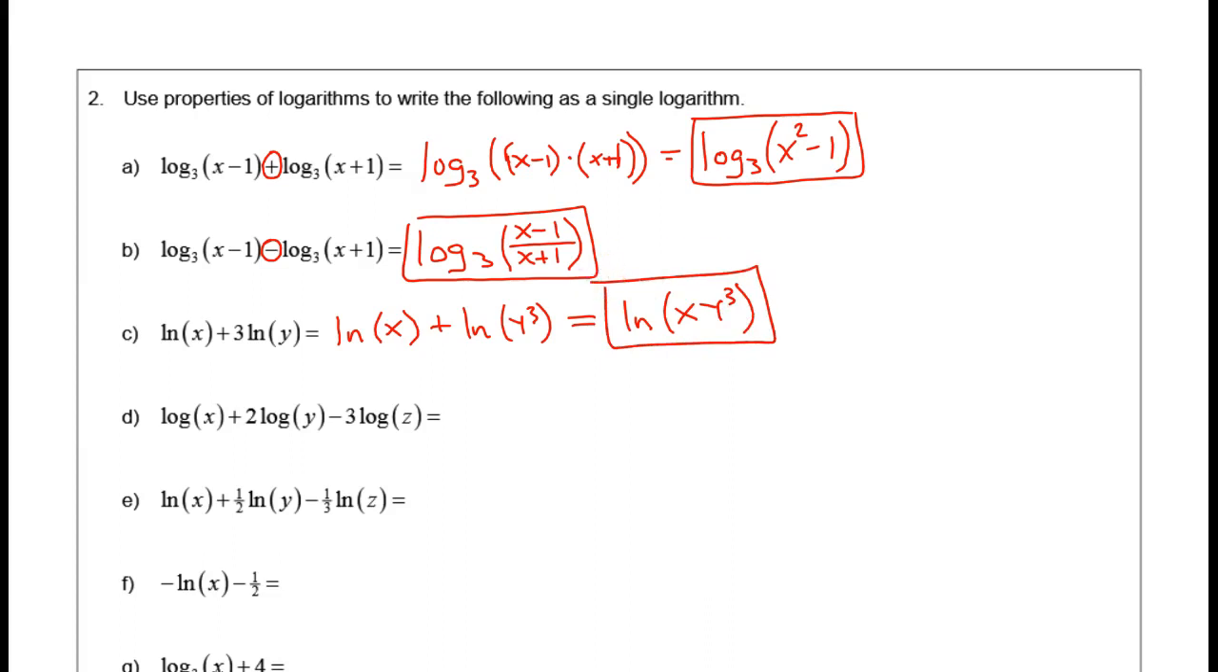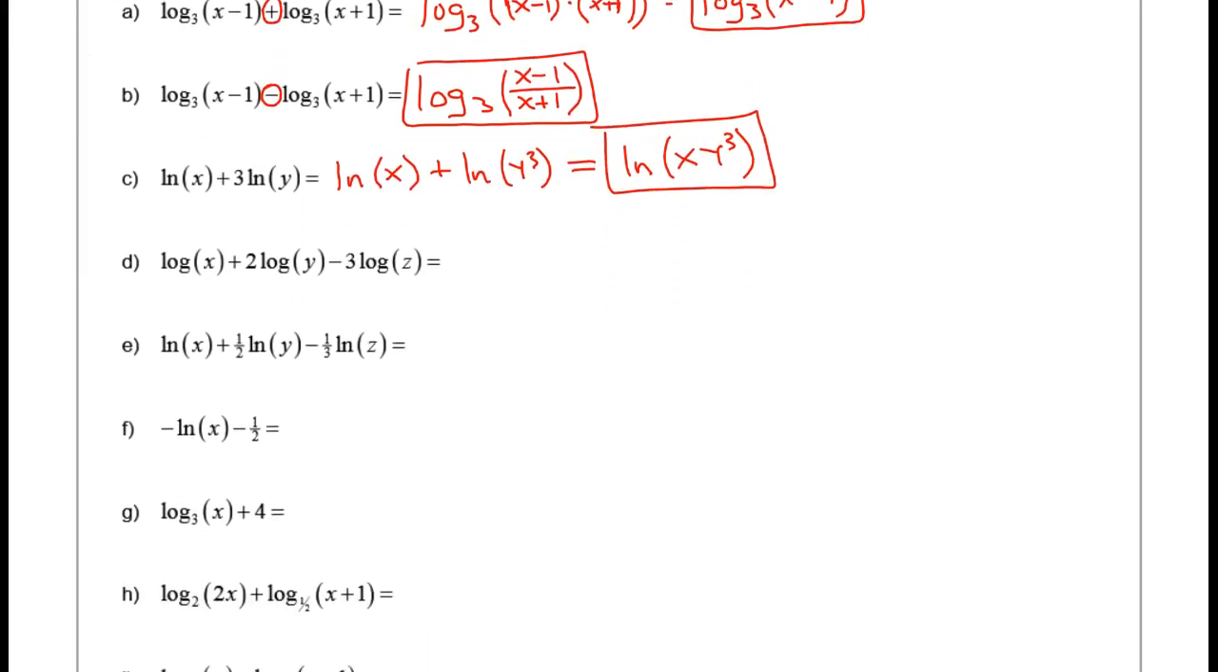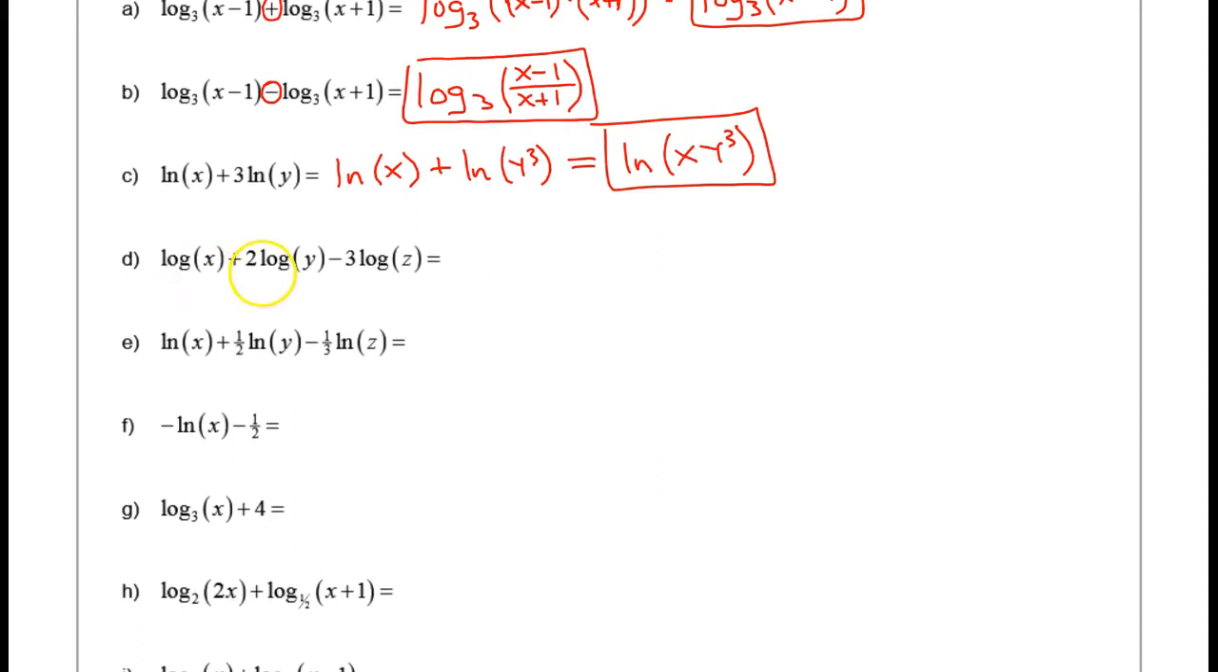All right, part D here. We've got a sum of two logs and then a subtraction of a log. They're all base 10, so I'll have the same base. I'm going to start by taking care of these multipliers up front. Folks, hopefully you remember on the previous slide when I was talking about these properties of logarithms that you can go either direction with those properties. So here I kind of did the reverse of the power property.